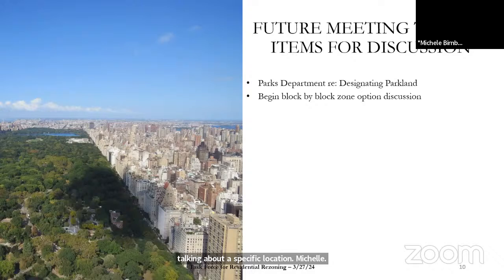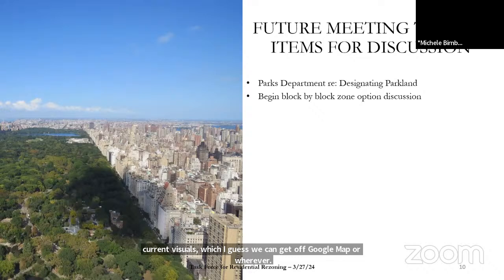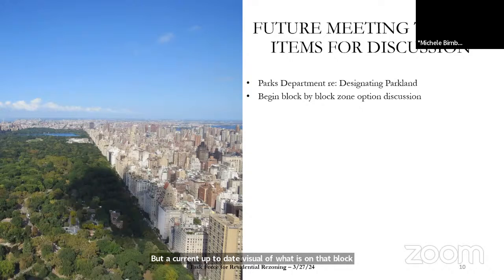Yeah, thank you. That is exactly what I had in mind. But I would like to encourage that when we get to that agenda item, we have current, up-to-date visuals, which I guess we can get off Google Maps, of what is on that block at this moment, and what is across the street. In other words, both the north side and the south side of the streets, in the case of the side streets or the mid blocks, and also what comes around the corner onto the avenues, or at least within 100 feet onto the avenues.